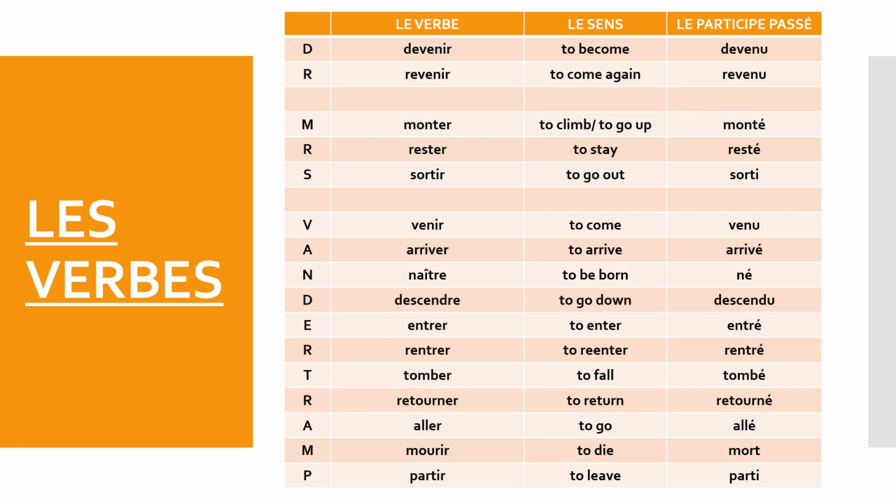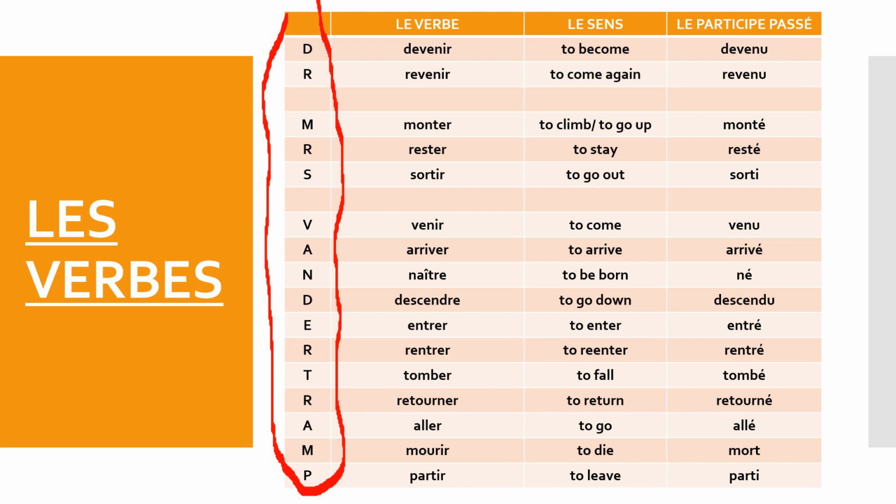Now, these are the 16 verbs that use être as its auxiliary verb when you are conjugating them in the past tense. We remember these 16 verbs by remembering the acronym Dr. Mrs. Vandertramp.